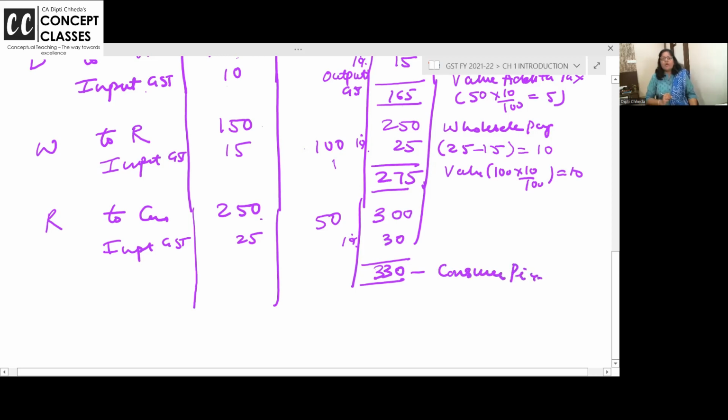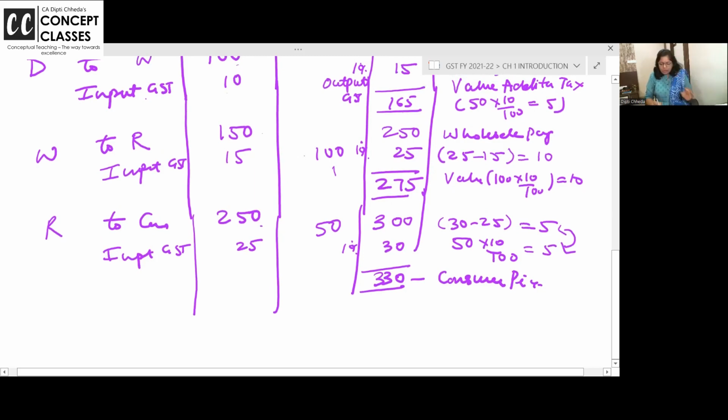Consumer is getting it in how much? 330. How much will the retailer pay to government? 30 minus 25, 5 rupees. And otherwise 50 is the value addition, 10% of that is 5 rupees. Do it this way or that way.